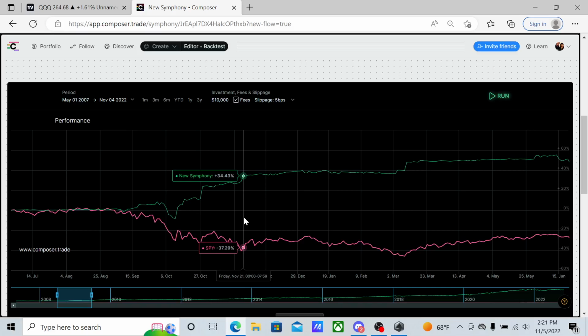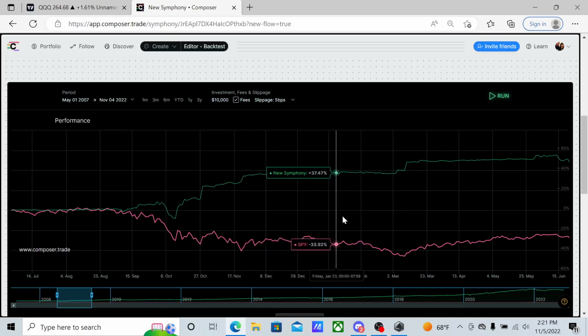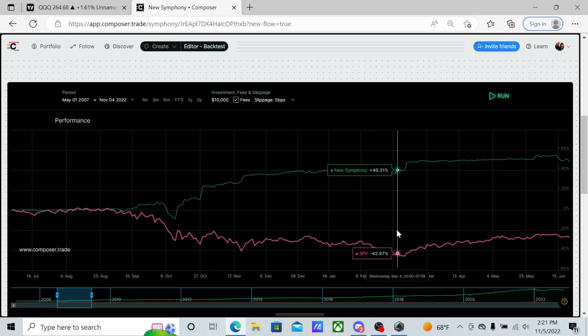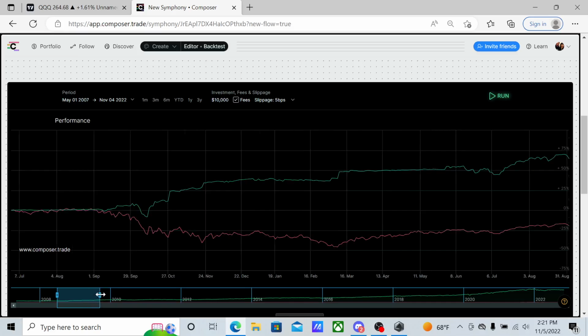We're not going long. We're not going short. We're just trying to stay flat and catch these bounces. So there's another bounce there, another bounce there. Now we're up 48%. S&P 500 is negative 42. So you can kind of let that play out.